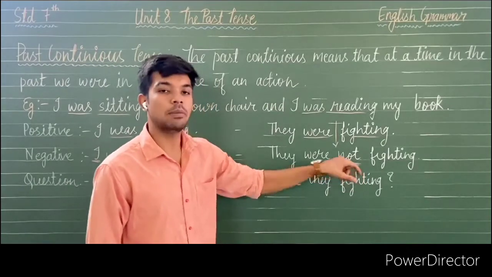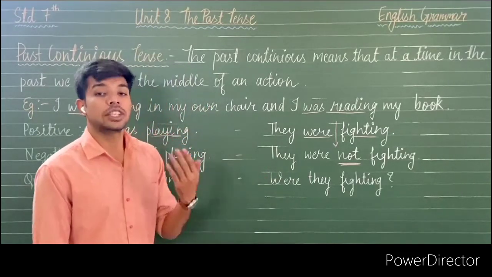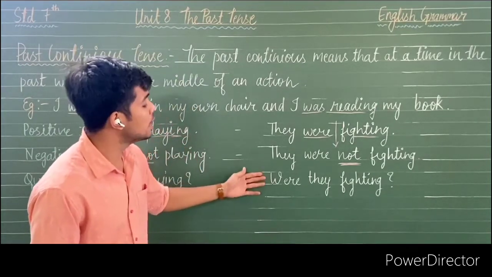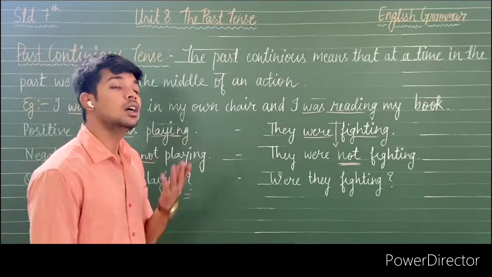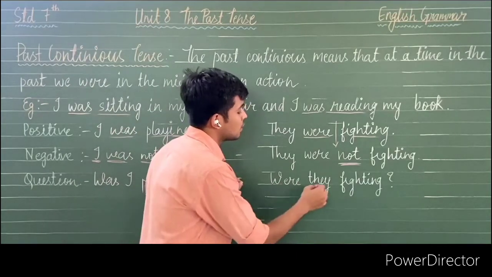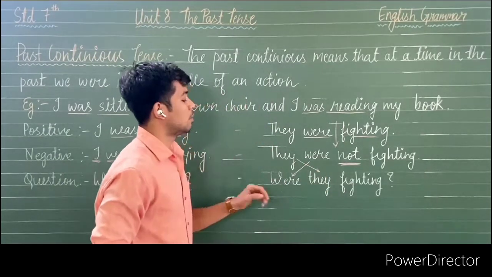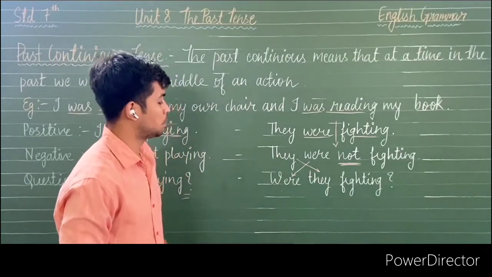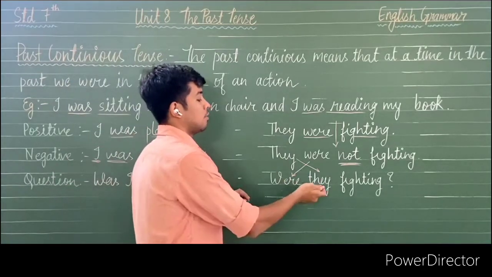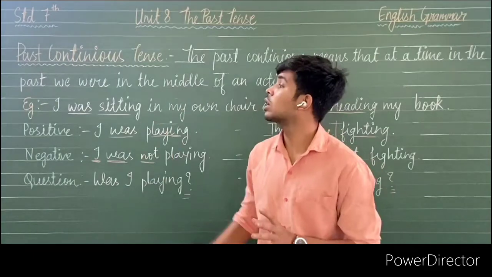We simply have added not in between them to change the positive sentence into a negative sentence. And to change this positive or negative sentence into a question form, we will simply replace the position of the subject and the verb. So we have done the same, and the sentence will become, were they fighting. Here the verb is coming at the start of the sentence and the subject is coming after the verb. And at last we simply add the question mark. So this was about past continuous tense.